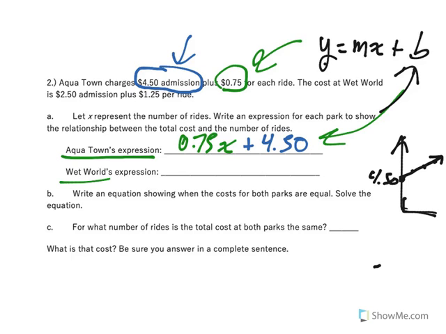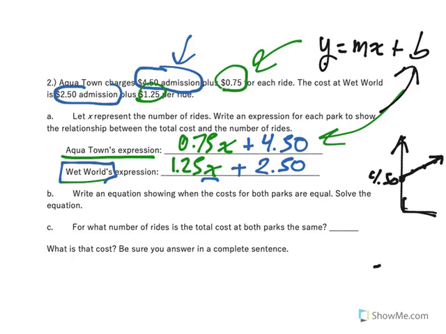The price for admission, the price to get in, is $2.50. The price per ride is $1.25. Therefore, it's going to be 1.25x, okay? Plus the $2.50 to get in. So, for example, if you ride this in Wet World, you ride twice, it's going to be 1.25 times 2. If you ride it 10 times, it's going to be $1.25 times 10 plus the entrance fee of $2.50.